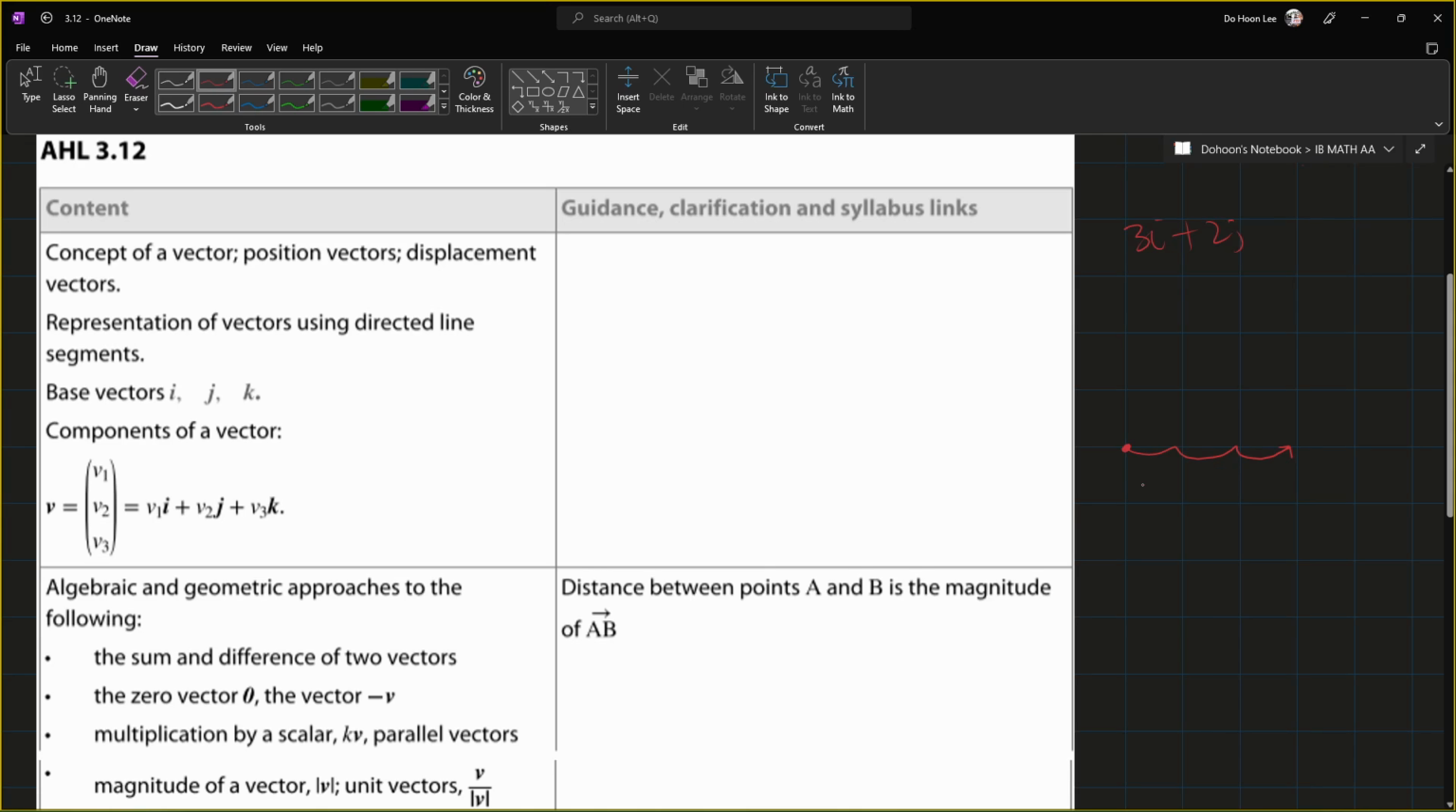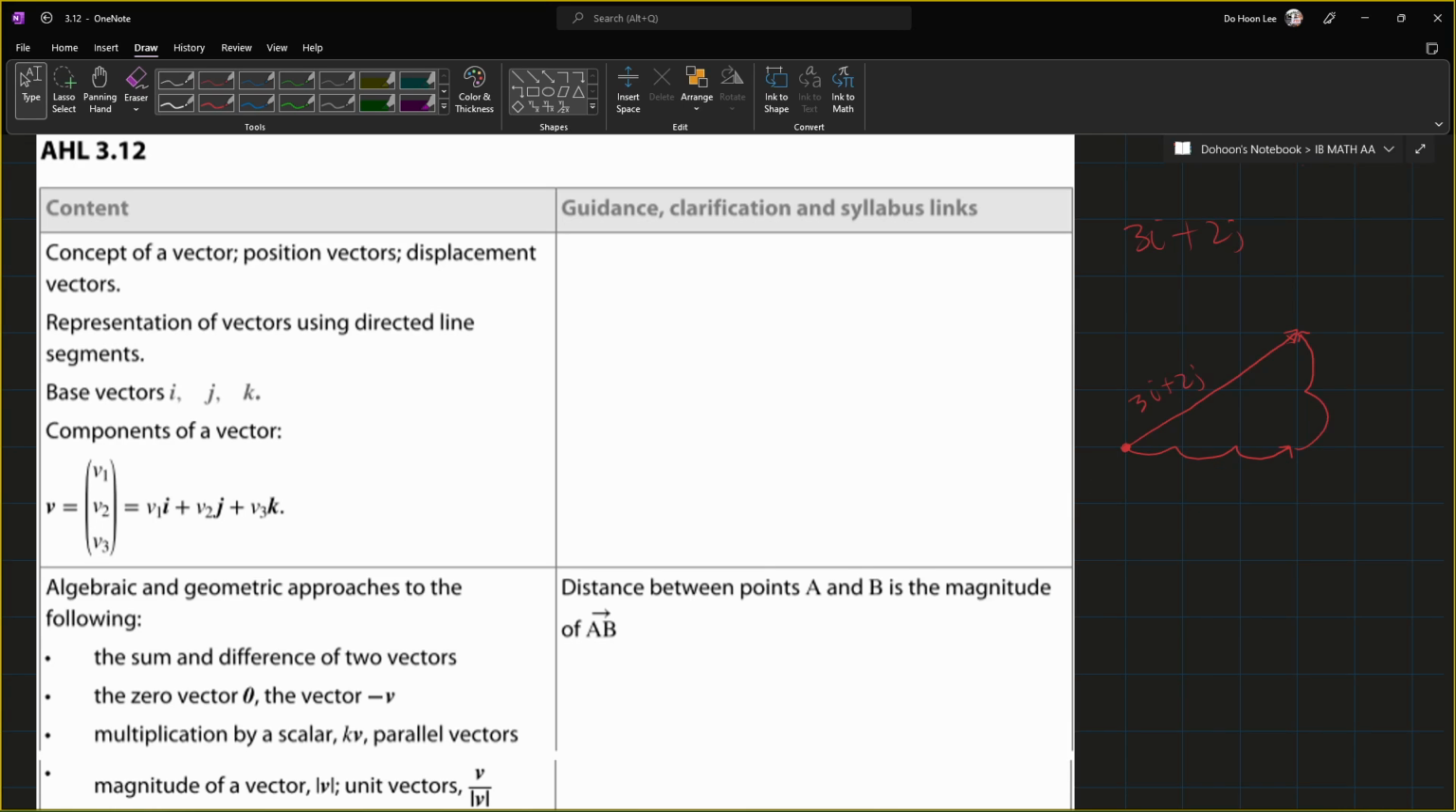Similarly, 2j means that we're going 2 steps in the positive y direction, since j is another base vector that tells us to go 1 step in the positive y direction. So at the end, we know the overall vector starts from this point and ends up at this point. And we can say, oh, that's 3i plus 2j. Right?